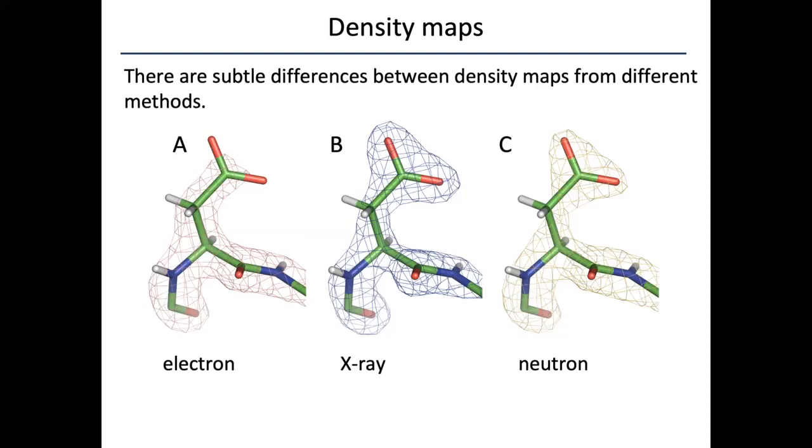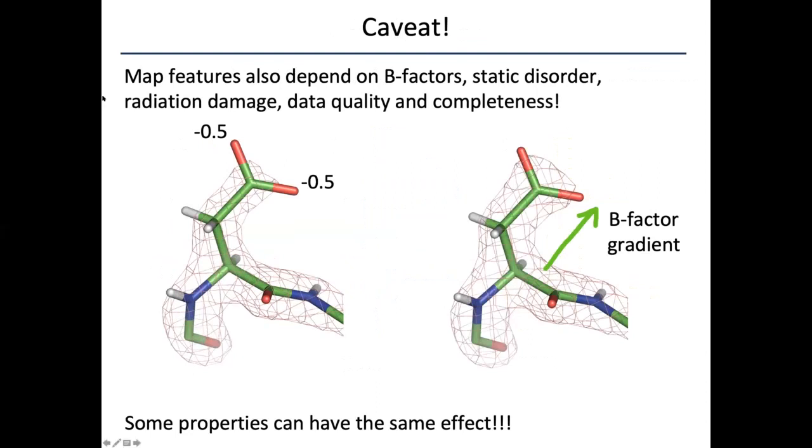And now I want to tell you that all these differences maybe are not even observable. So why is that the case? Map features also depend on a variety of factors, such as the B factors, so how the atoms move, static disorder, radiation damage in the case of X-ray and electron, data quality, and completeness.